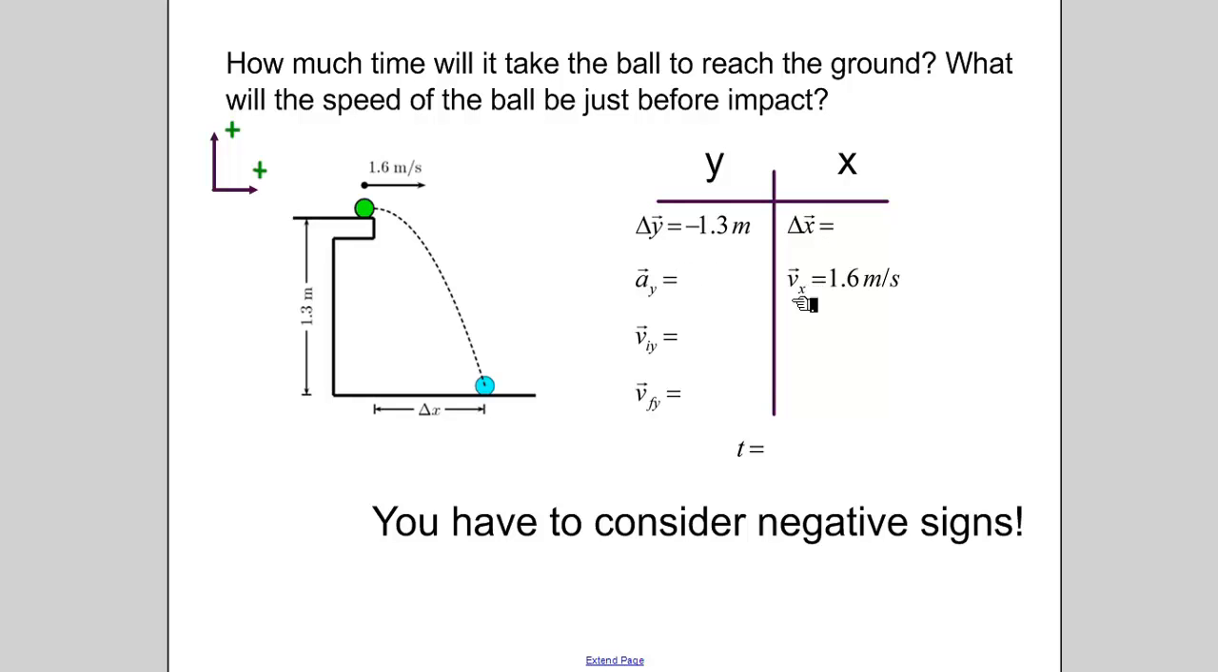In the x direction, you want to recognize that this is a horizontal velocity. So that goes right here. It does not tell us anything about the y velocity. So this is the step where you put in the obvious information from the problem.